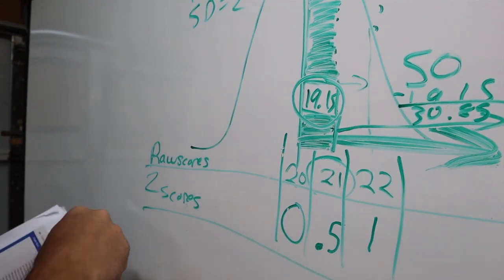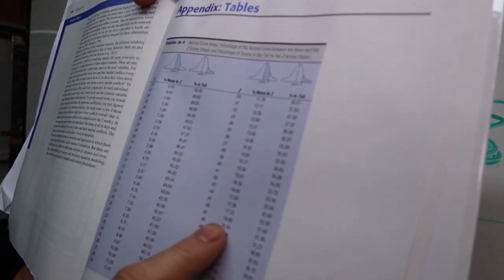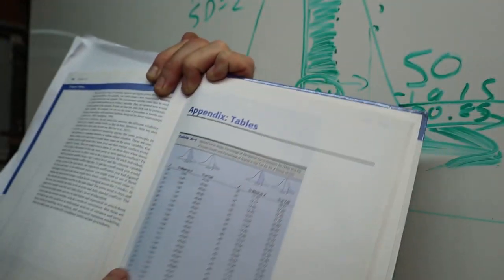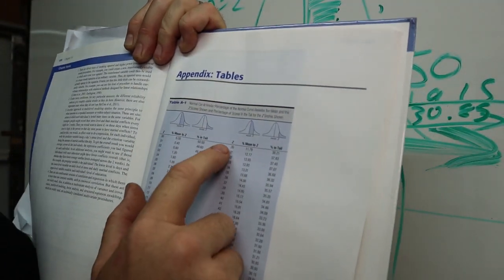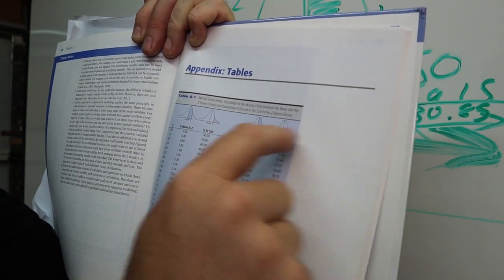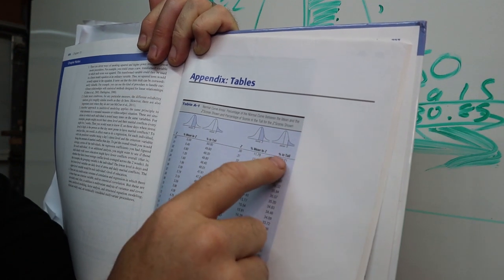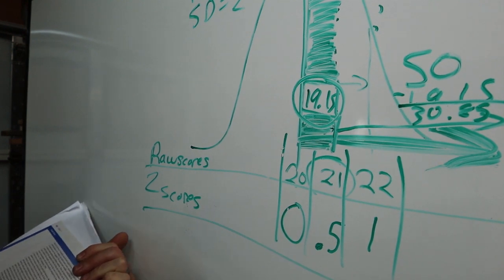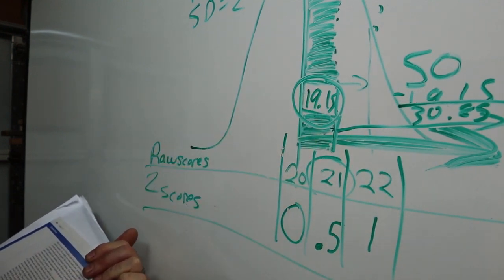Now you could do it that way, or you just look right here at the percent in tail, and you'll see that it says 30.85 right next to the 19.15. See, this book is set up such that for every single z-score, it shows you the percent from the mean to the z-score, and then from that z-score out to the tail. That's percent in tail. That's very helpful when you look at these charts and you're going to answer questions like what percentage of scores are from here to there.